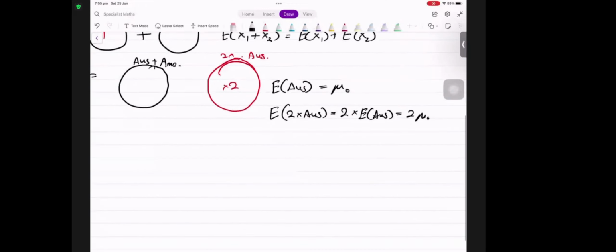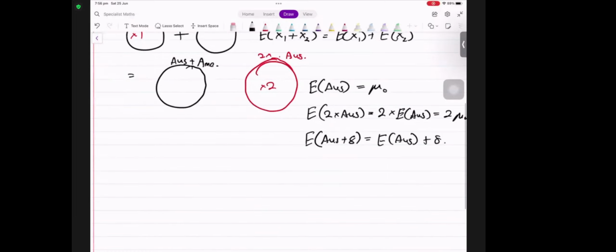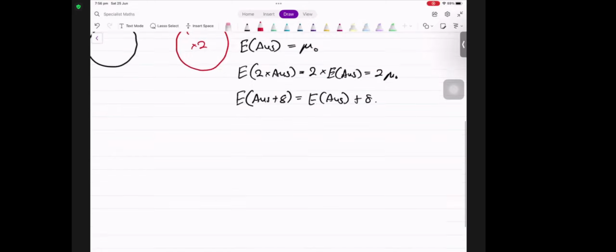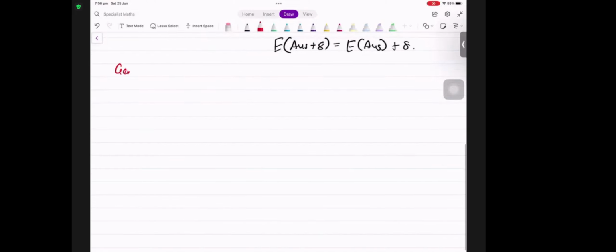And one last property is that, let's say you increased it with what I believe is called a location parameter. So if you have Australia and then you added, let's say, 8, this is basically the same as just E of Australia plus 8. Really simple stuff. And for variance, however, it's a bit different. I'll write it in full general form. In general, these are basically the two formulas you realistically follow.